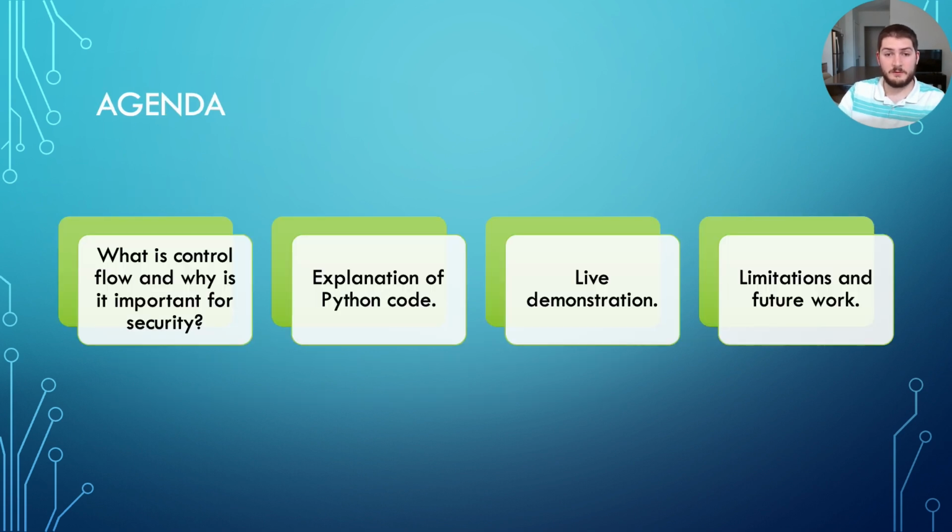Before we begin, let's talk about our agenda. First, we'll be discussing what is control flow and its importance in relation to security. Then we will be discussing our Python code, giving a live demonstration, and then finally talking about the limitations and potential future path of our work going forward.